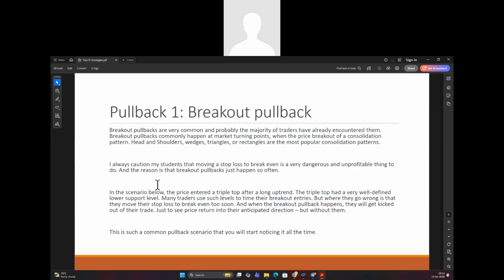So that's the reason. In the scenario below, the price entered at a triple top after a long uptrend. The triple top had a very well defined lower support level. Many traders use such levels to time their breakout entries, but where they go wrong is that they move their stop loss to break even too soon. And when the breakout pullback happens, they get kicked out of their trades just to see price return in their anticipated direction. This is such a common pullback scenario that you will start noticing it all the time.